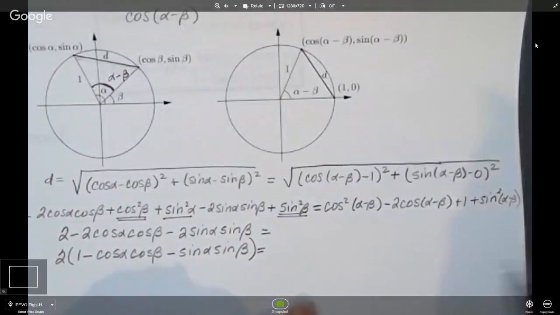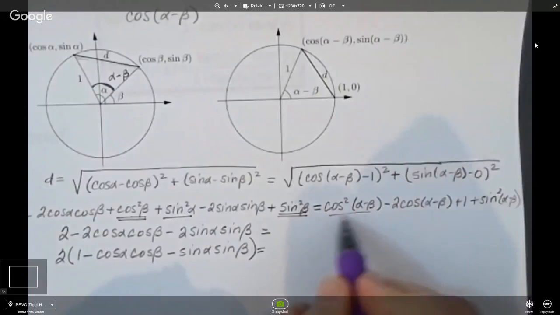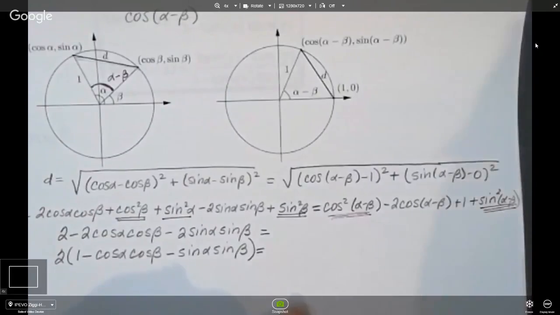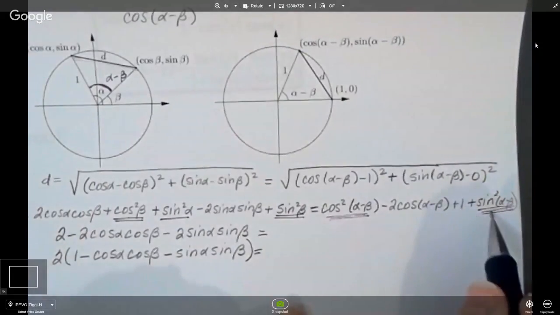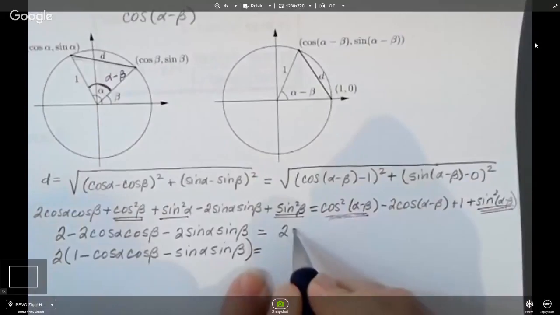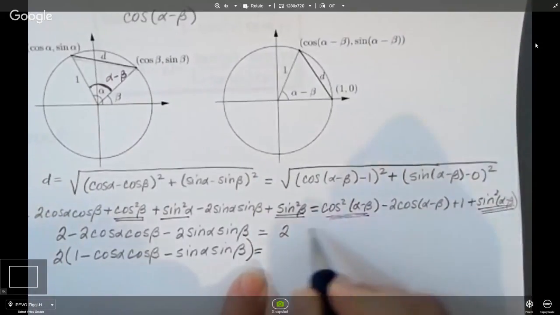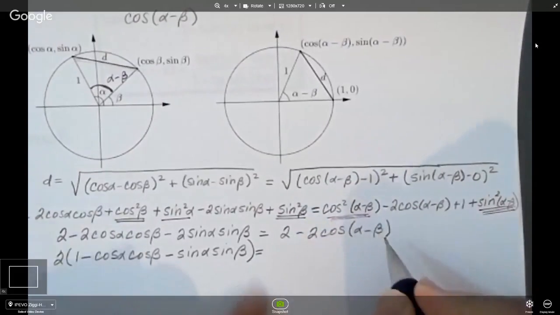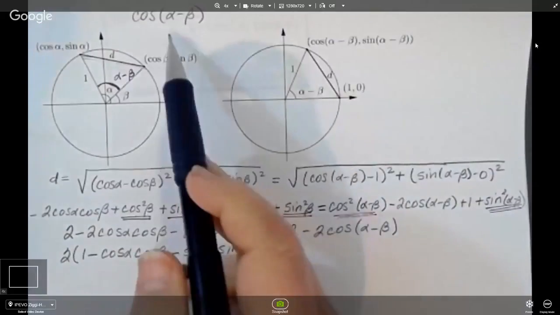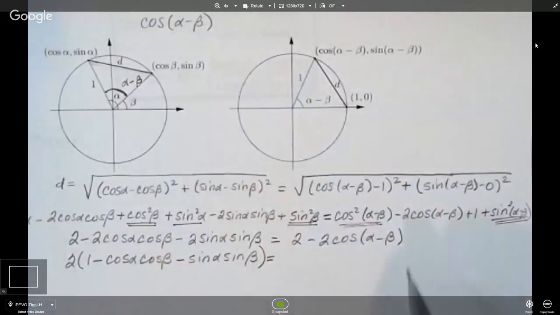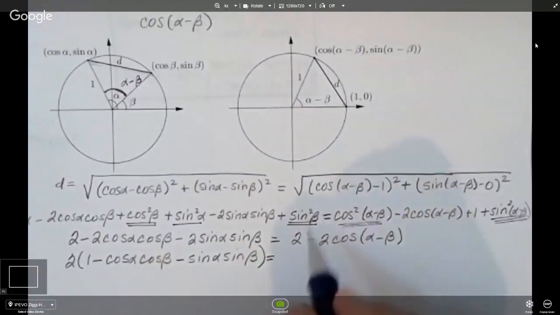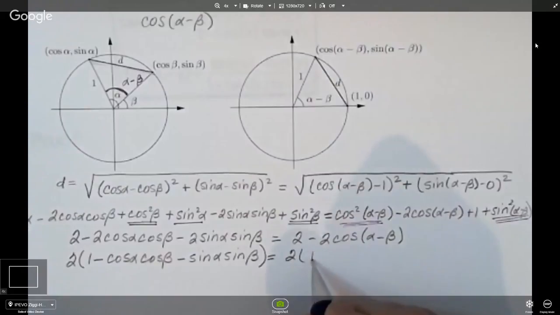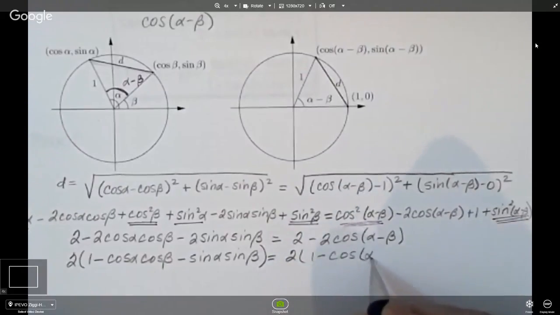All right, and looking at this side, I'm going to notice that I have a cosine squared alpha minus beta and a sine squared alpha minus beta, and that equals 1. And 1 plus 1 here is 2. So we're going to get 2 minus 2 cosine of alpha minus beta. And I'm happy to see that because I'm on the hunt for an expression for a cosine of alpha minus beta, and I can see that I'm getting closer here. All right, so now I'm going to factor out a 2, and I'm left with 1 minus cosine of alpha minus beta.